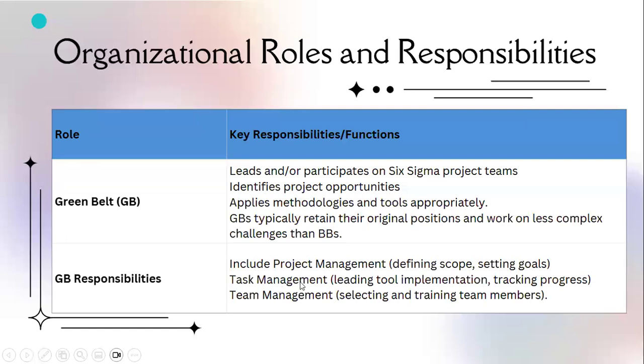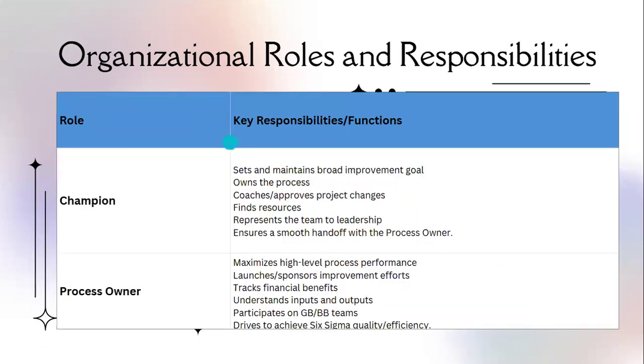And task management, right? How am I going to do that? Leading the tool implementation, tracking the process, which tool I have to use, and team management. Selecting and training the team members, right? That's what we are saying. Whenever you are going to join as a green belt, please get a team so that you are all good to get together, and then you can do a project, right? That's the main thing the green belt should do.